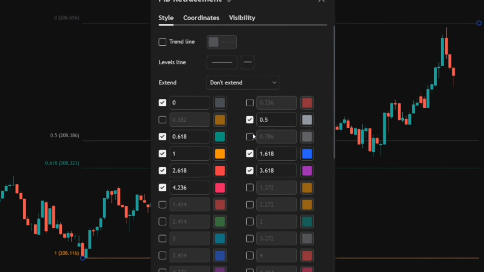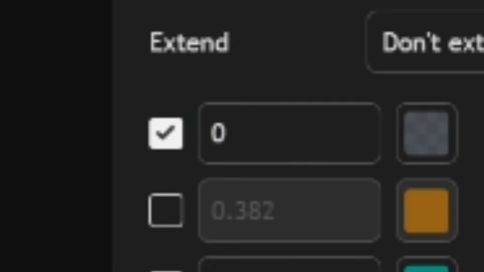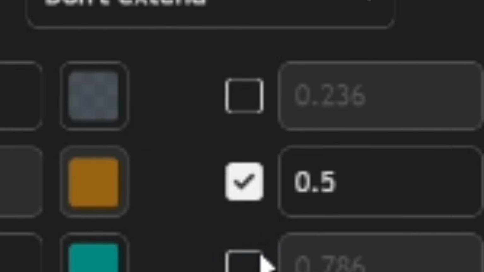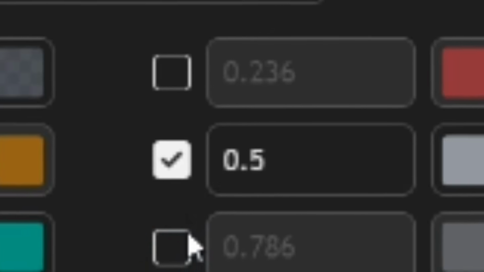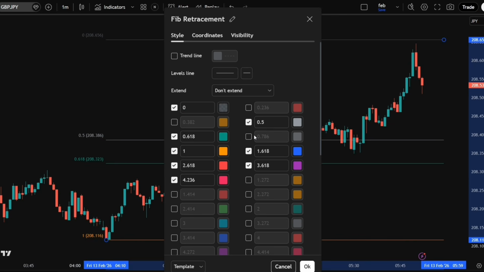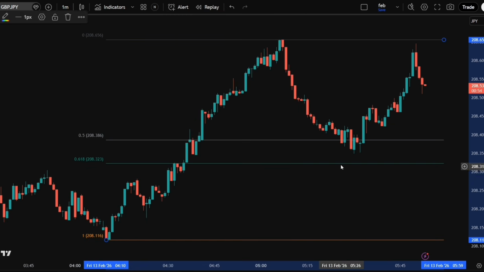Uncheck every single level except for these 4. 0, the start, previous low or high. 0.5, the equilibrium. 0.618, the golden ratio. 1, the origin anchor. Now, for visual clarity, change the background color between the 0.5 and 0.618 levels to a distinct gold or bright yellow. This is what we call the golden zone.